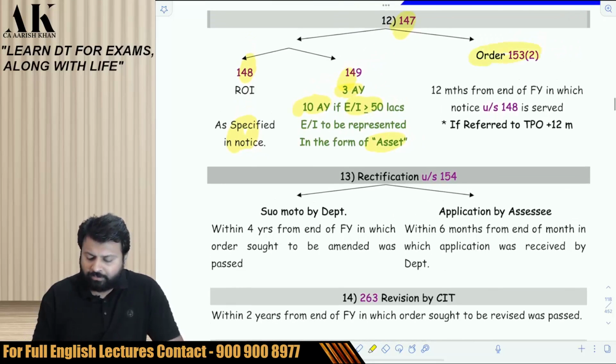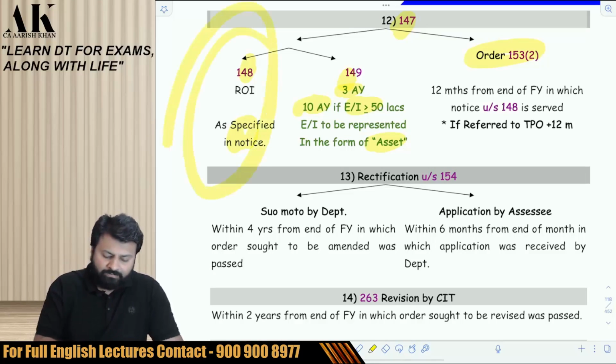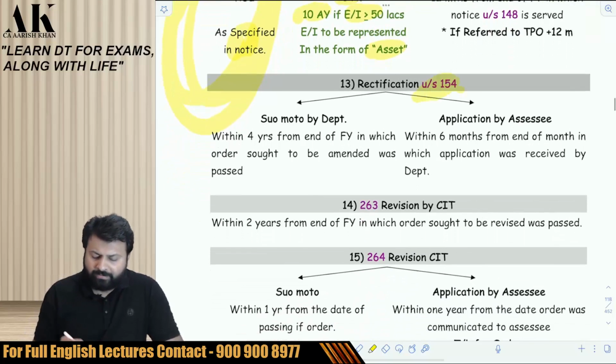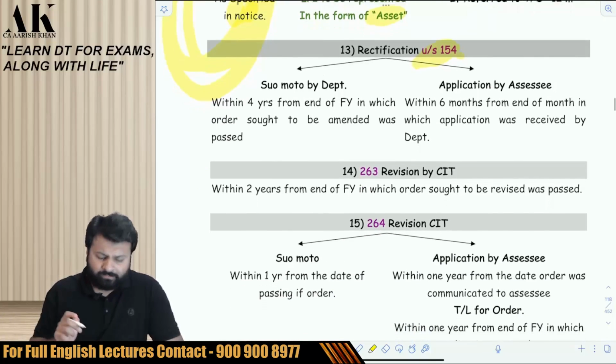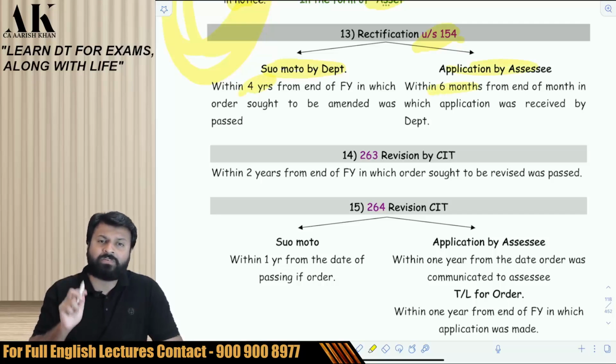And what is the time limit to pass the income escaping assessment order? It is 12 months from the end of the financial year in which the notice under 148 was served to the assessee, plus 12 months extra if the matter is referred to what? TPO. Then rectification time limit, I have told you in the last few lectures. By default, if the department does suo motu rectification, it is 4 years. If the assessee makes an application, then it has to be rectified faster, within 6 months.